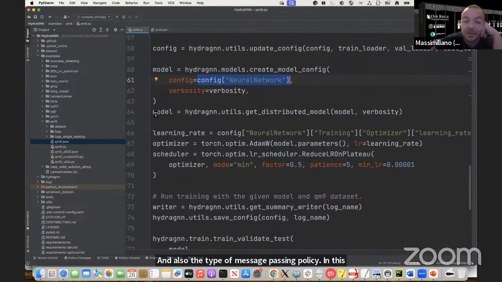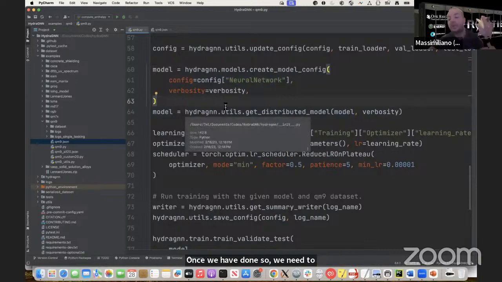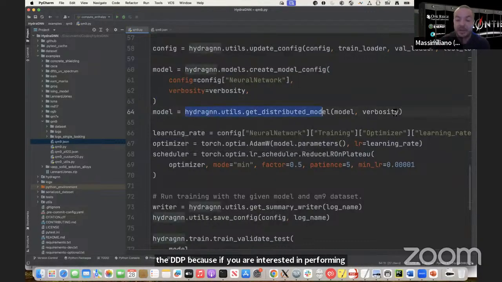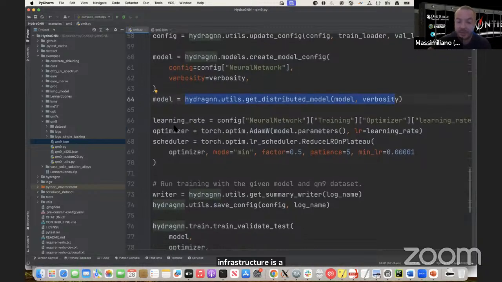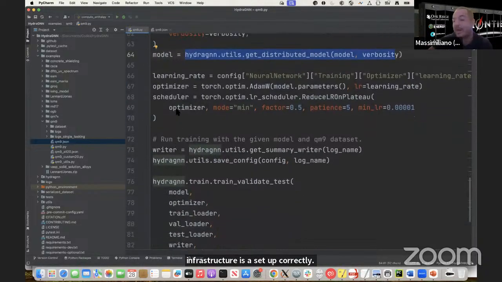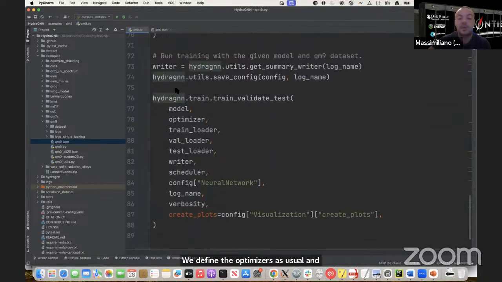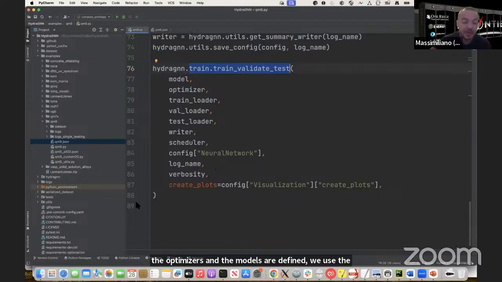Once we have done so, we need to wrap the model around DDP, because if you are interested in performing scalable training, you need to make sure that the DDP infrastructure is set up correctly. And this is what the command in line 64 is meant for. We define the optimizers as usual, and then as soon as the optimizers and the models are defined, we use the capability train validate test available in HydrogenNN to kick off the training.